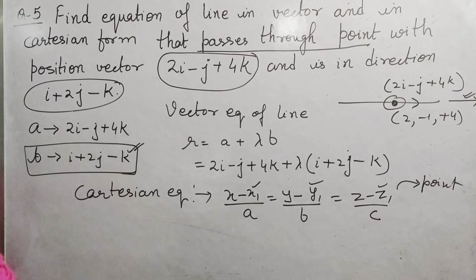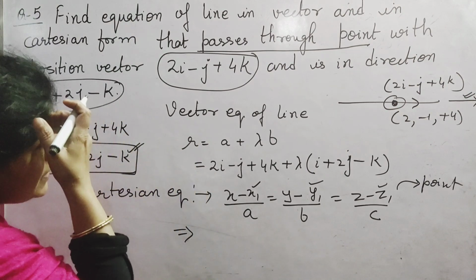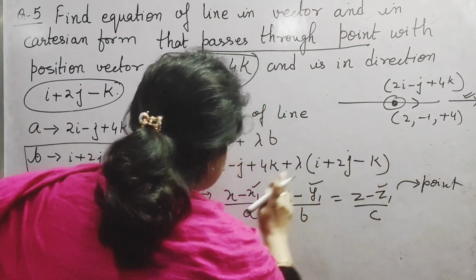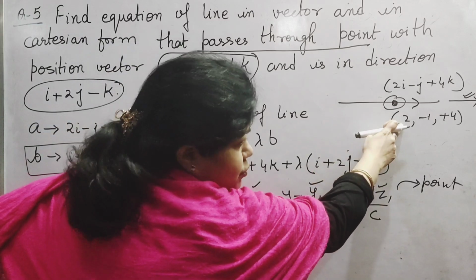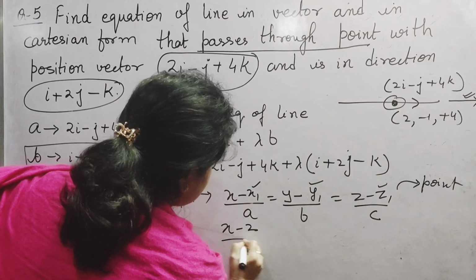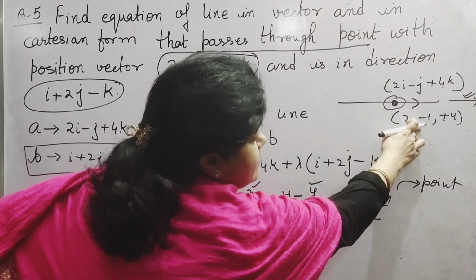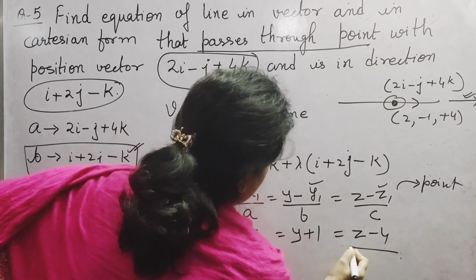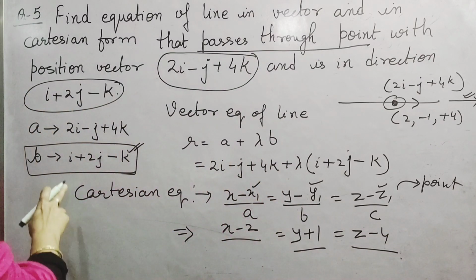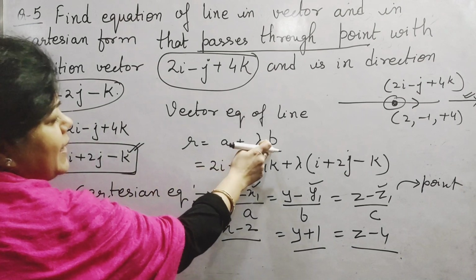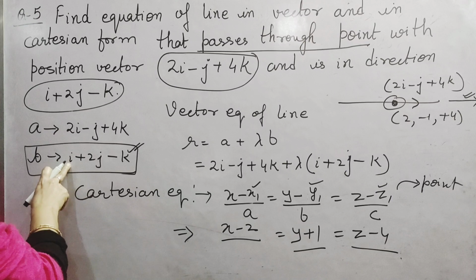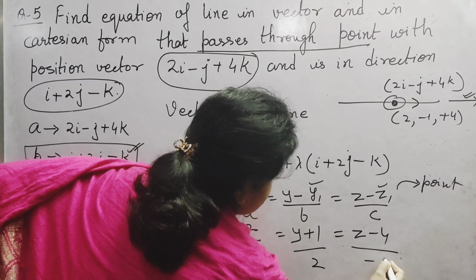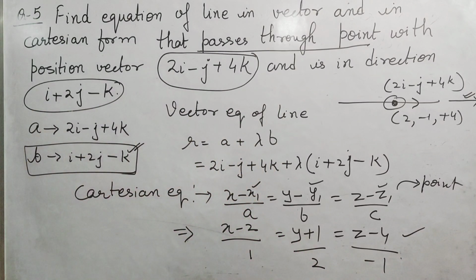Now, listen to one thing. From here we find the values 2, minus 1 and plus 4. So when we substitute, the value of x1 is 2, so we write x minus 2. Similarly, for y, here it is minus 1, so it becomes y plus 1. Similarly, z minus 4. Now in place of a, b, c, we write the coefficients of the line parallel to this equation of line, that is 1 over here, 2 over here, minus 1 over here. So 1, 2 and minus 1. So this is the Cartesian equation of the line.